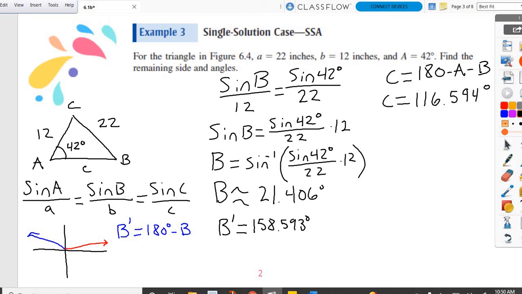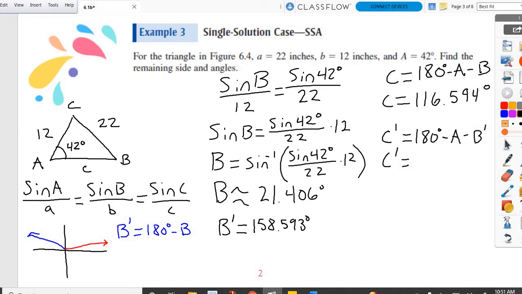So then how would I find C prime, or my second option for C? You just substitute. Correct. So remember that A is given, so I can't change A. If big A or whatever information is given, that has to stay the same. Anything that I found, though, could have two options. So I'm still going to subtract just normal A, but now I'm going to subtract B prime.